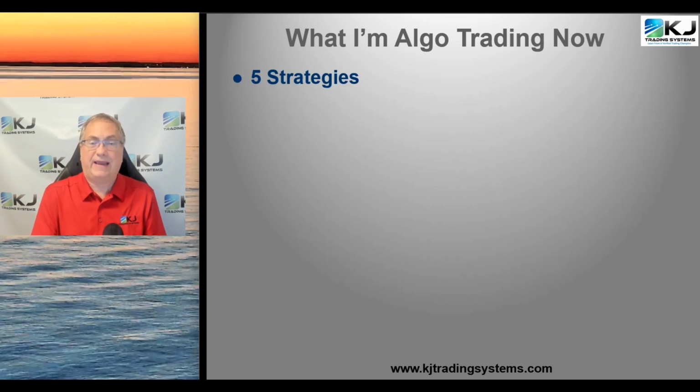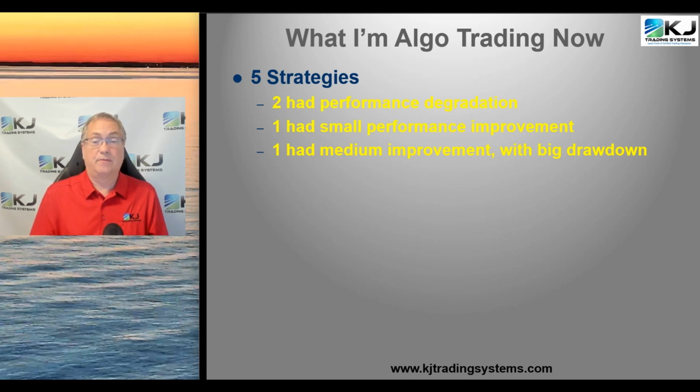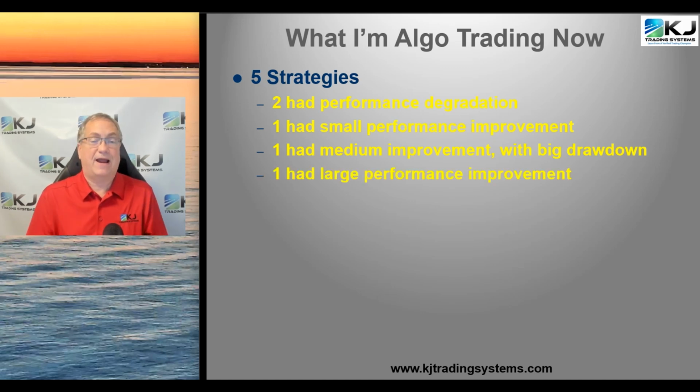But when we look at them all together, the 5 strategies, 2 had performance degradation, just looking at P&L. 1 had a small performance improvement. It was probably pretty much the same between real time and the backtest. 1 had a medium improvement, so the profit did go up, but it had that big drawdown, so you know, it's sort of half improved, half degraded. And then the final strategy, that mini NASDAQ or the micro NASDAQ, that had a large performance improvement. That was kind of unique.